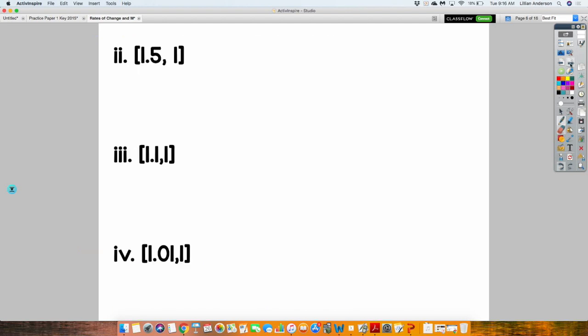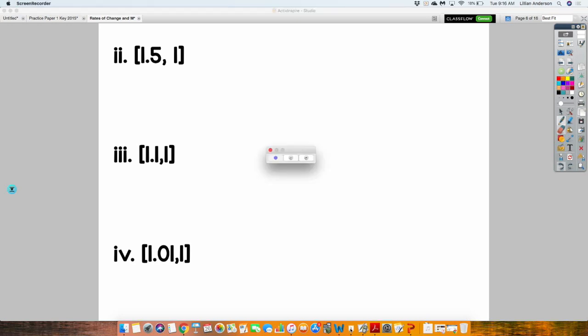I want you guys to do this for each of these different time intervals. And I know they're backwards, I don't know why, but between 1 and 1.5 seconds, 1 and 1.1 seconds, and then 1 and 1.01 seconds, I want you to find the average velocity of this diver between each of these intervals. Everybody understand? And again, you can use your calculator.